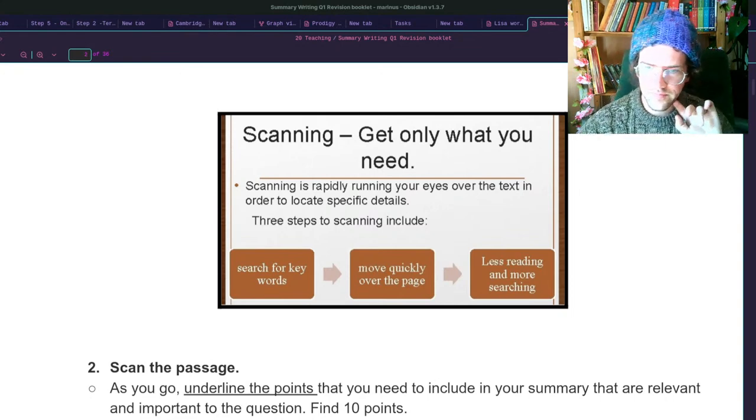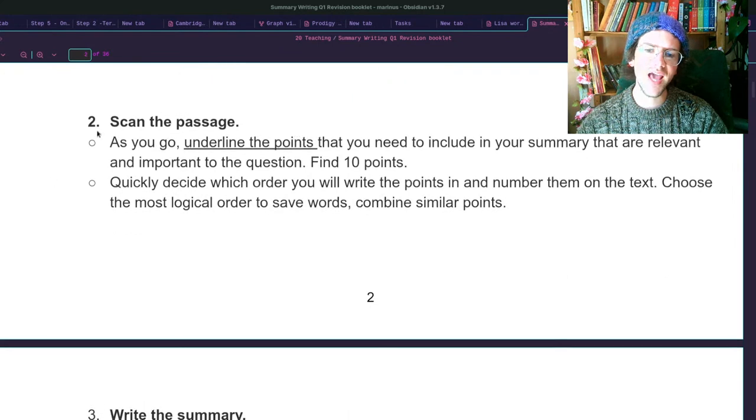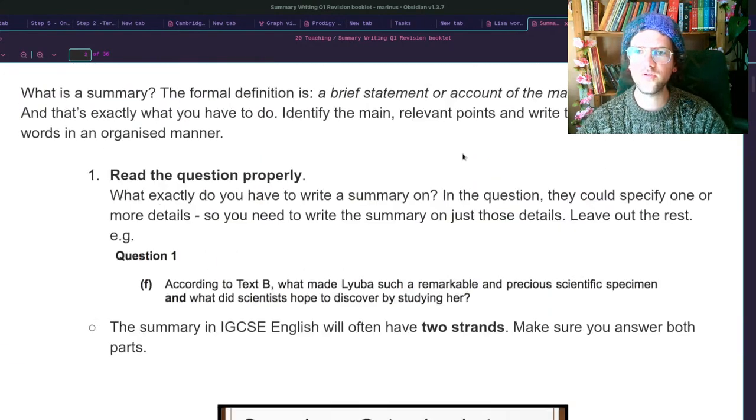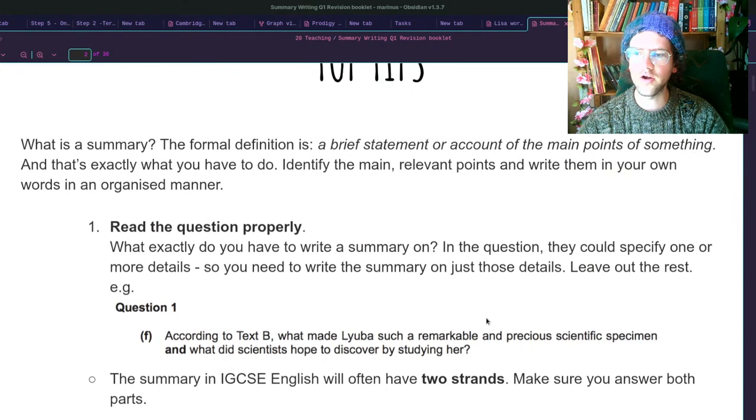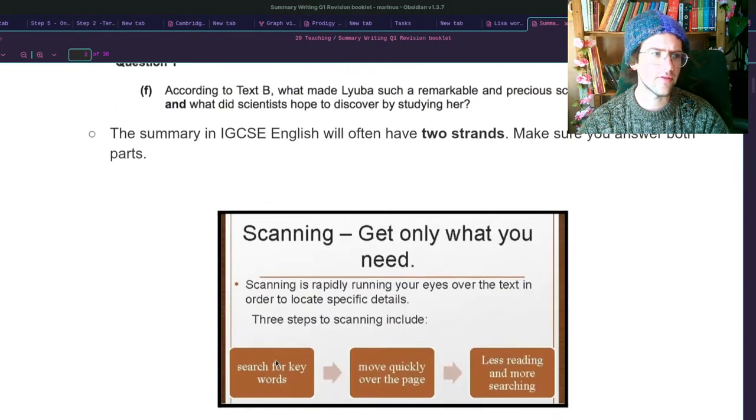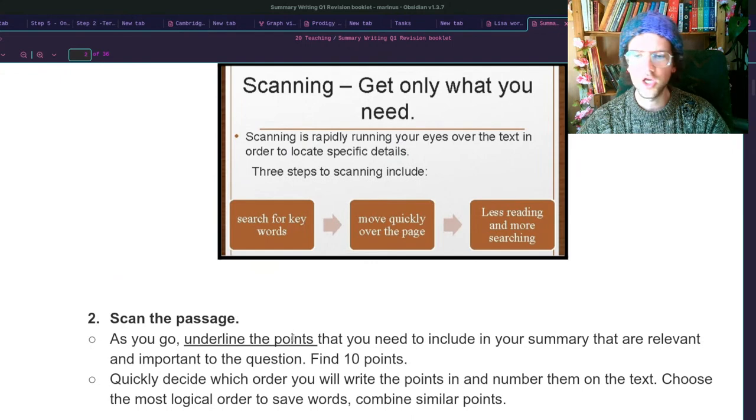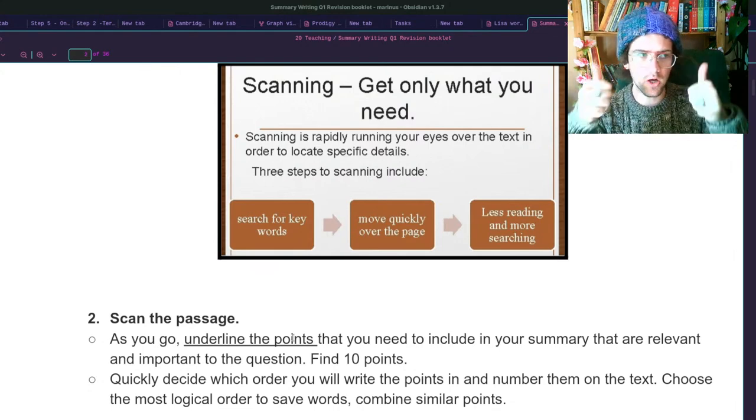Okay, as you scan, you should underline the points or use a highlighter that you need to include in your summary that are relevant and important to the question. So you're going to find 10 points. Because it's got 2 strands, you're going to find 5 points on the one strand, 5 points on the other strand. Okay? You can go up to 15 points, but do not go less than 10 points. Okay? All good? Yeah, okay.